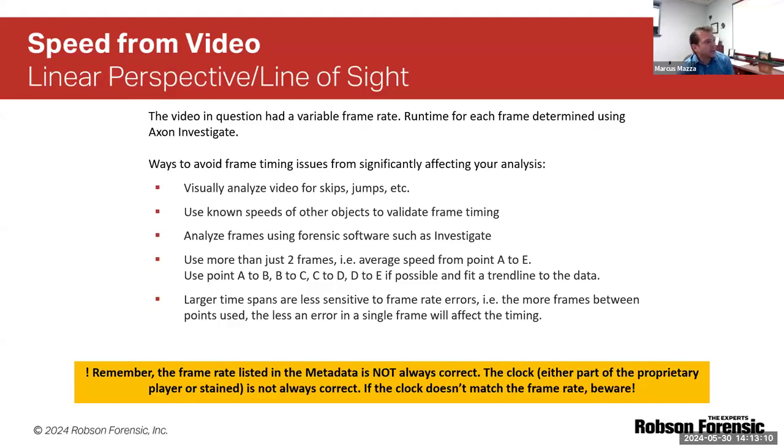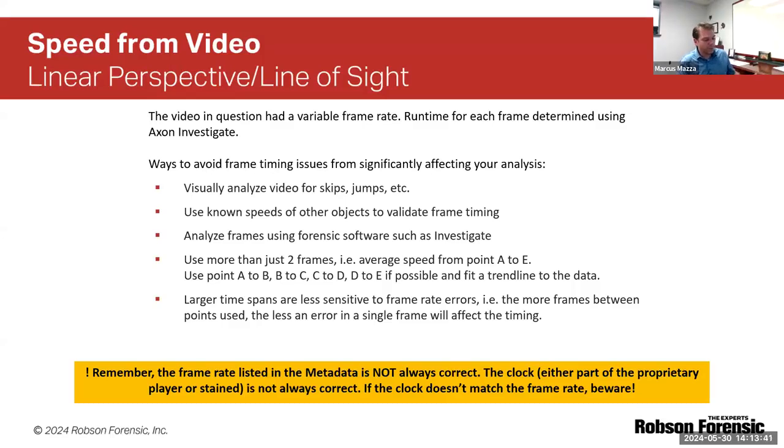The last thing that we try to do is, again, the larger the time span over which we do our analysis, the less that any individual frame rate error is going to affect that analysis. So what I'm saying there is basically, if I were to take frame 1 and frame 2 of a video and try to determine the speed of an object between just those two frames, obviously even any small error in frame rate between those two frames could lead to a fairly large error in my speed calculation.